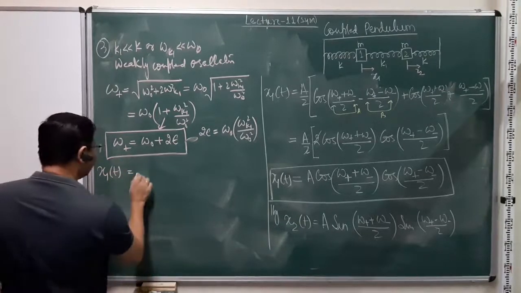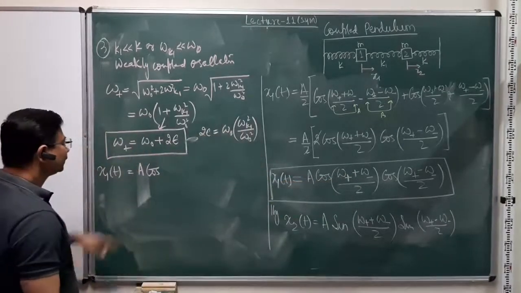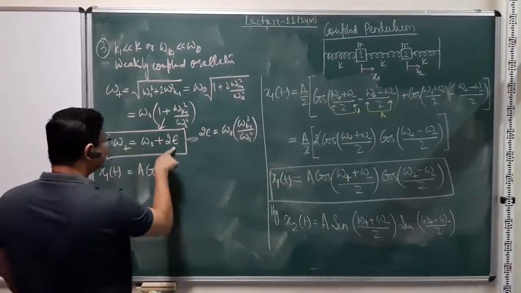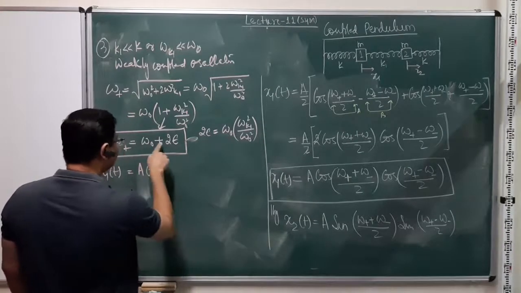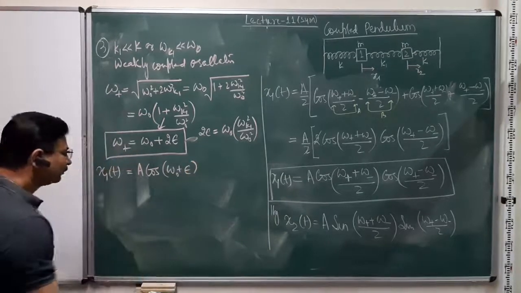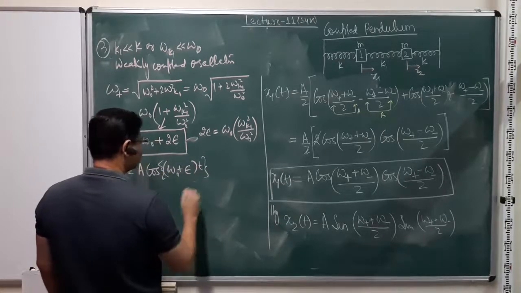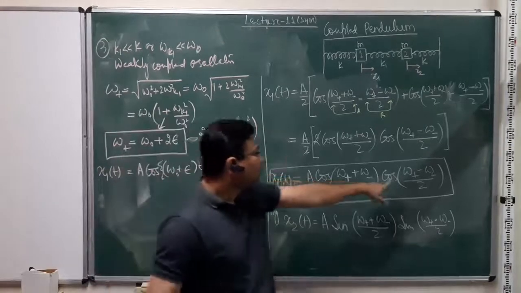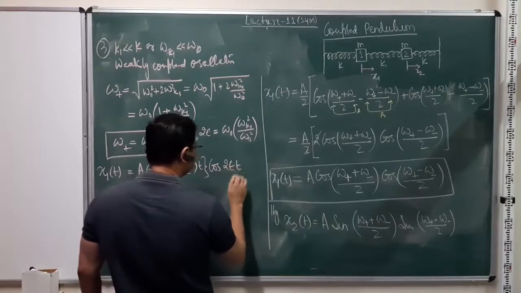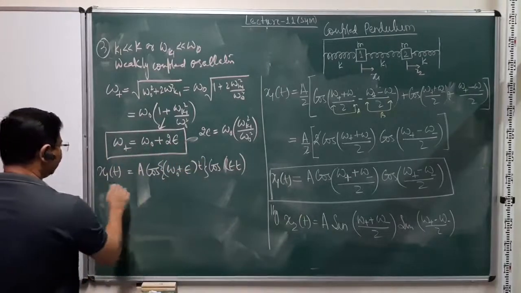And if this is the case, then now my solutions take a slightly different form. So now x1 of t is a cosine of ω plus plus ω minus, and ω minus was already ω₀, right? This we already know. So 2ω₀ plus 2ε, so this will be simply ω₀ plus ε of t, and cosine of ω plus minus ω minus. So this minus the same, so 2ε t, again 2 will get cancelled. So this will be simply ε t, right?